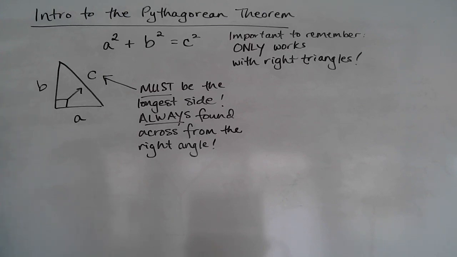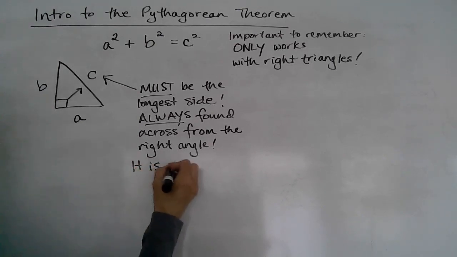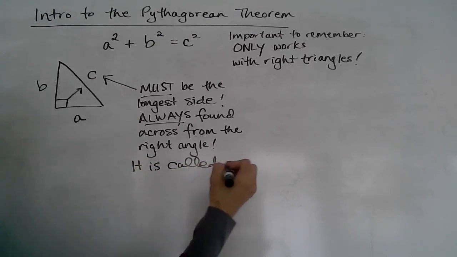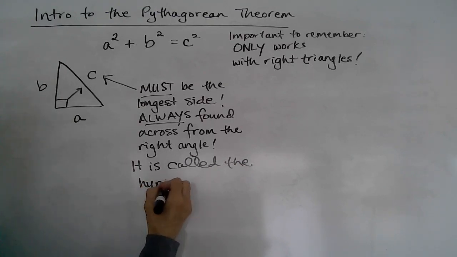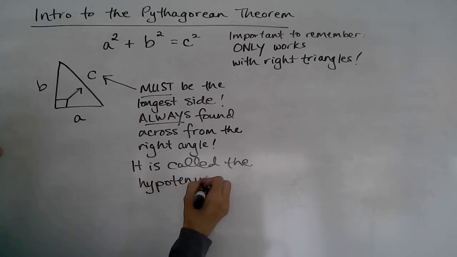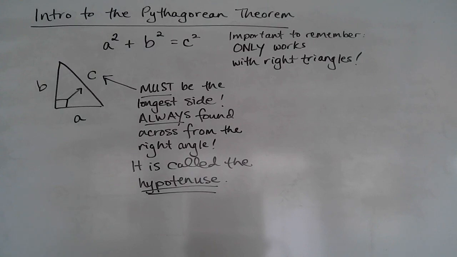So because C is so important, it actually has kind of a fancy name, and that fancy name is hypotenuse. So if you are asked to find the hypotenuse of a right triangle, they're just asking you to find the length of the longest side, which is always found across from the right angle.